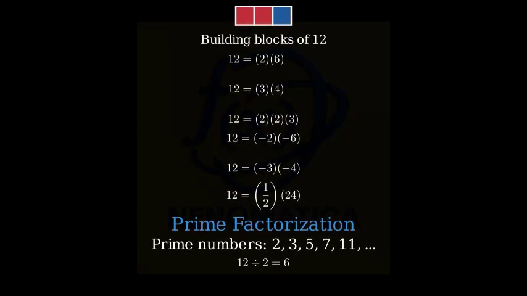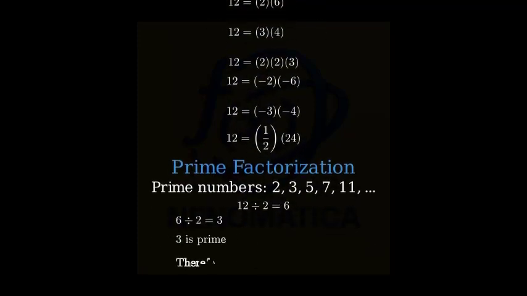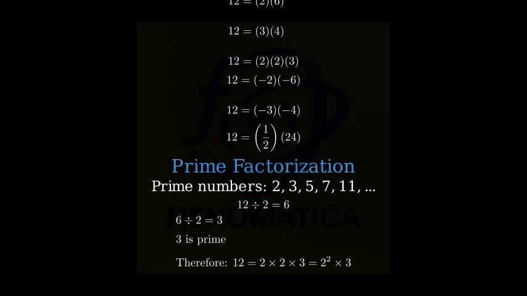Let's look at the prime factorization of 12. We can start by dividing by the smallest prime, 2. 12 divided by 2 equals 6. Then we divide 6 by 2 again, getting 3. Since 3 is already prime, we're done. So the prime factorization of 12 is 2 times 2 times 3, or 2 squared times 3.